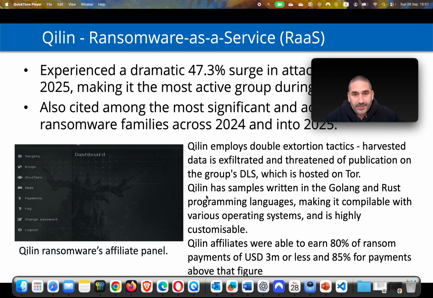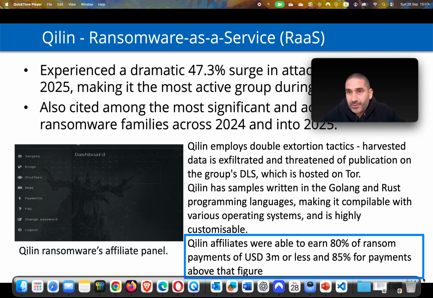So Qilin has examples written in the Golang and in the Rust programming languages, so it's compatible with various operating systems and is highly customizable. This last sentence is probably the most interesting thing that many people don't realize, and most of the questions they got asked are how successful ransomware attacks are. Since we have ransomware as a service, you can imagine that it's very successful.